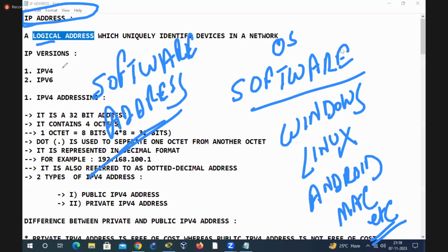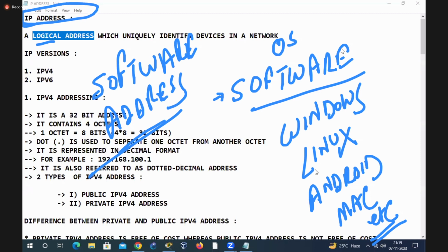We also call it a logical address. Now, why logical? Because this address, you can change it at any given point of time. Suppose you are using one IP address right now on your machine, and maybe you want to change this IP address. So you can easily change it using either operating system software or third-party application software. You can change that address.